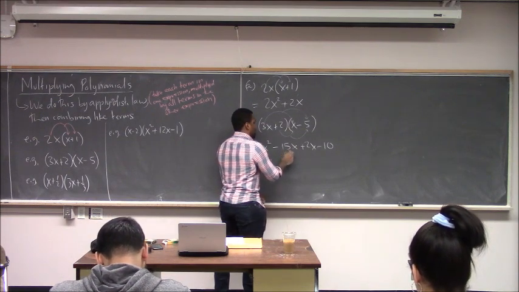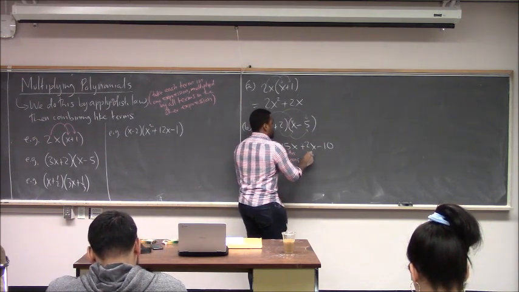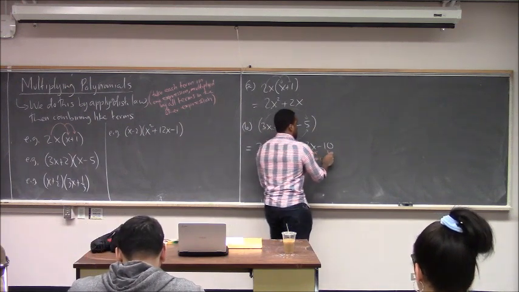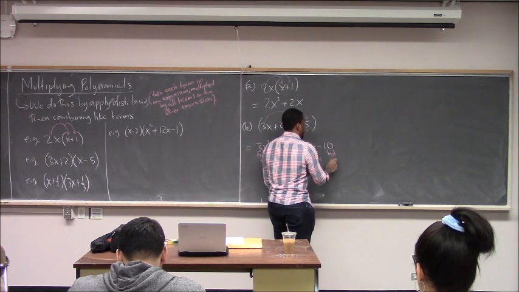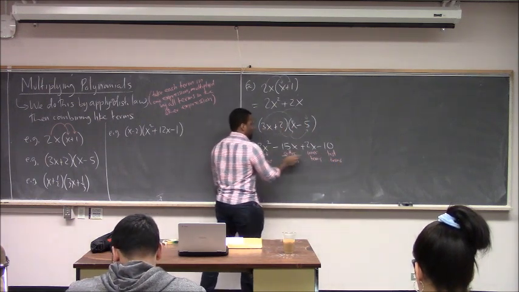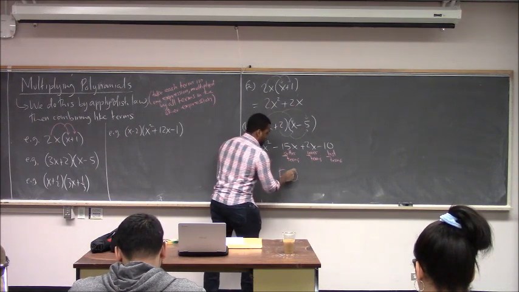Now, you might notice this is the first terms that are being multiplied to get here. The outer terms are multiplied to get here. The inner terms are multiplied to get here. And the last terms are multiplied to get here. If you look at the first letters, F-O-I-L, you get FOIL, and that's where the rule of FOIL comes from.